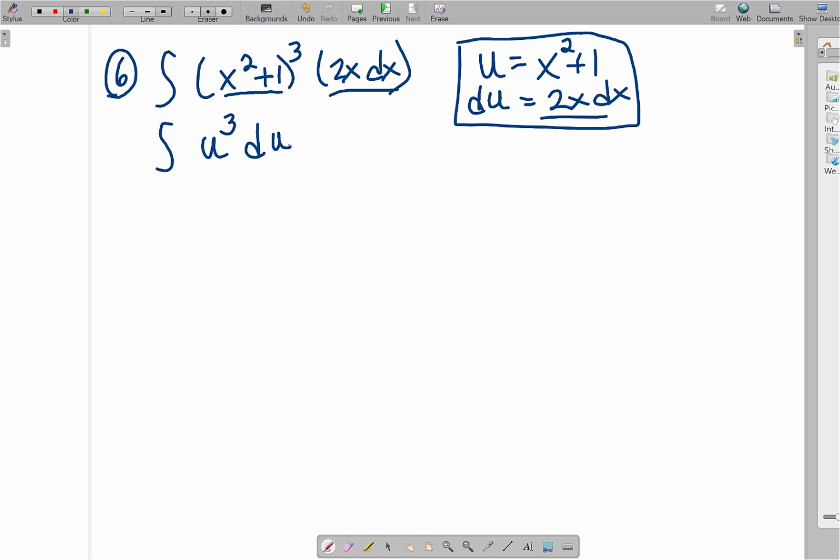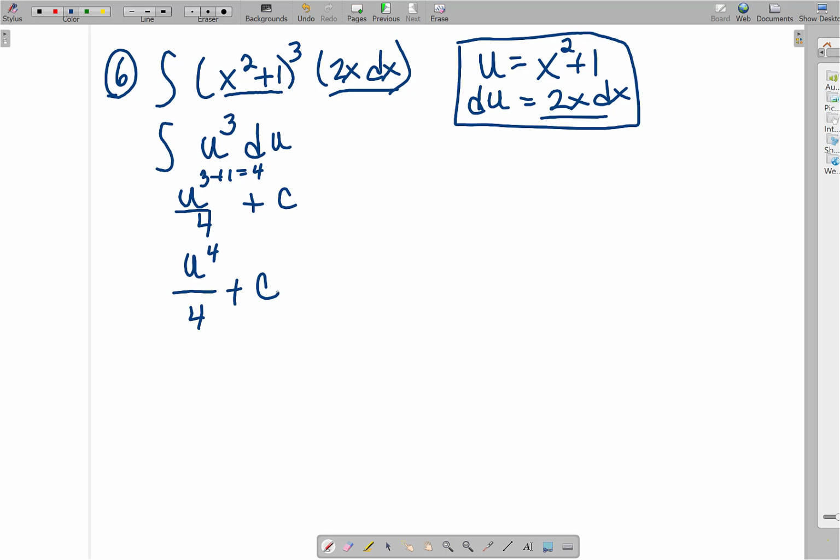So all I did was substitute in the u's. Why am I doing that? Because it makes it easier to now take the antiderivative. So we take u to the 3 plus 1, which is 4, and we divide by 4, plus our constant of integration, which means we have u to the 4th over 4 plus c.